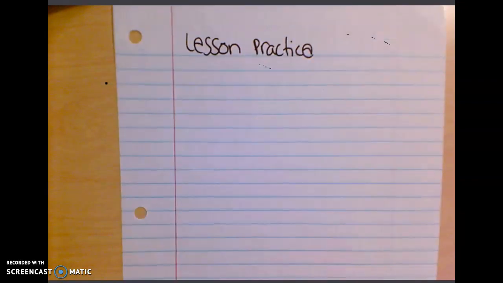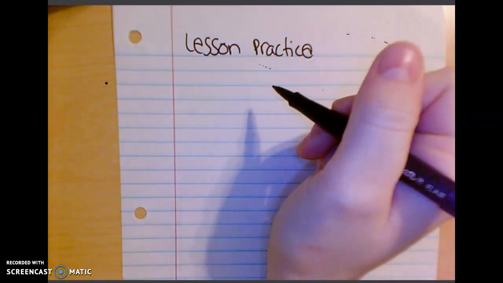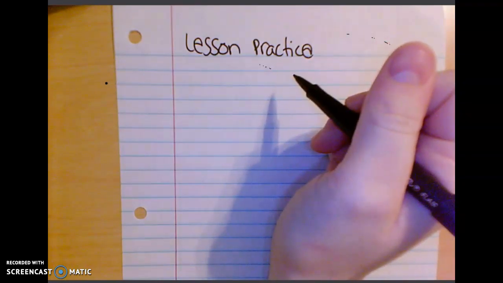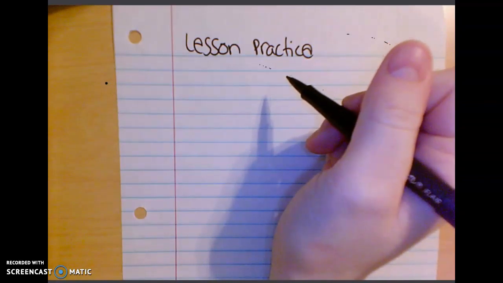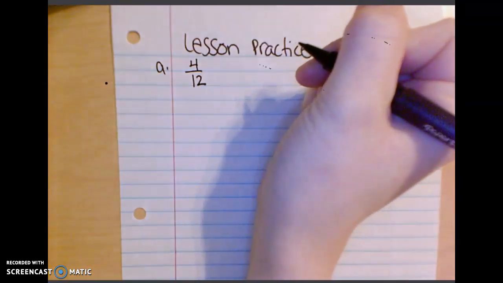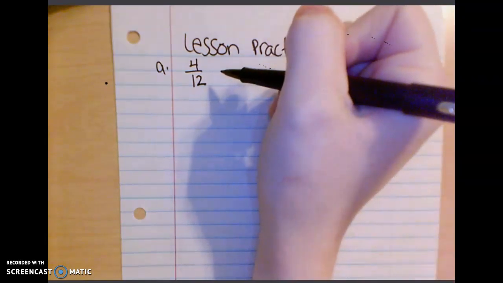Now let's do some practice. It's very important that when we get to this point in our lesson that you do pause the video and work the problem out on your own. That way you know if you're doing it correctly. So at this point in time, I want you on your paper to do 4 over 12. And I want you to reduce this fraction to the lowest terms. Pause the video, then hit play to see if your answer is correct.